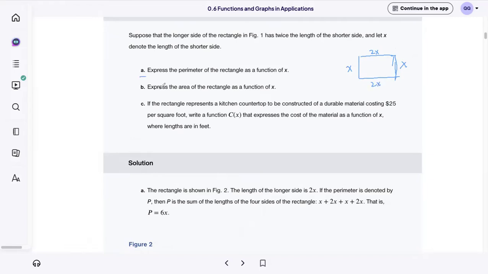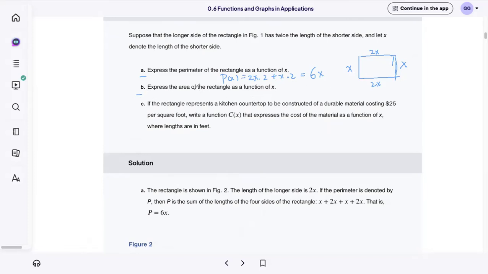So part A is asking to express the perimeter. Perimeter means add all this up. So we can write the perimeter function equals: I have 2 sides of the long side, multiplied by 2, and 2 sides of the short side. So I have 6x. The perimeter is a function of x, 6x. I just add all 4 sides.